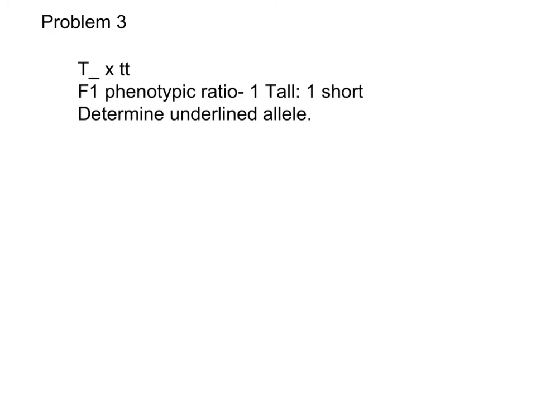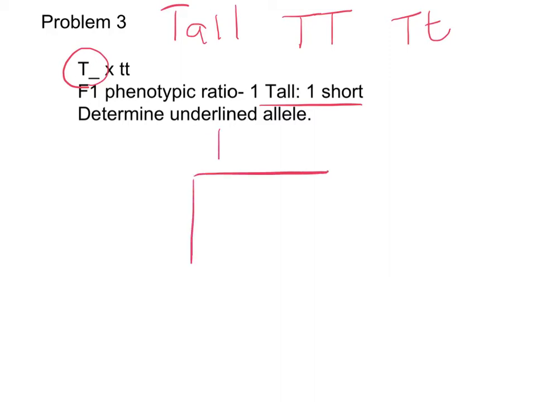Problem 3 is also a monohybrid cross, but it's asking you to work backwards a little bit. Given the phenotypic ratios of the progeny, 1 tall to 1 short, we need to determine what this particular parent was, what the underlying allele is. We know this individual is tall because it has at least one dominant allele, but it could be either homozygous dominant or heterozygous. We know that the other parent is short, and so when we set up our Punnett square, we have big T blank, little t, little t.